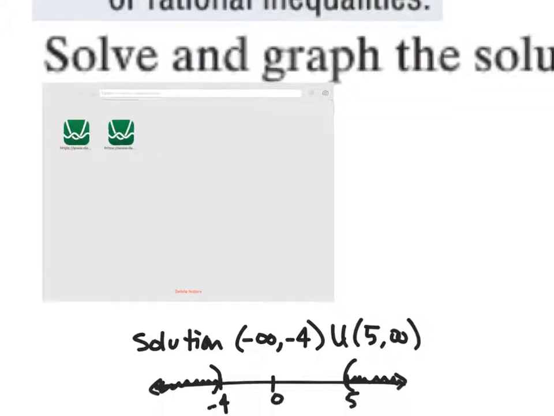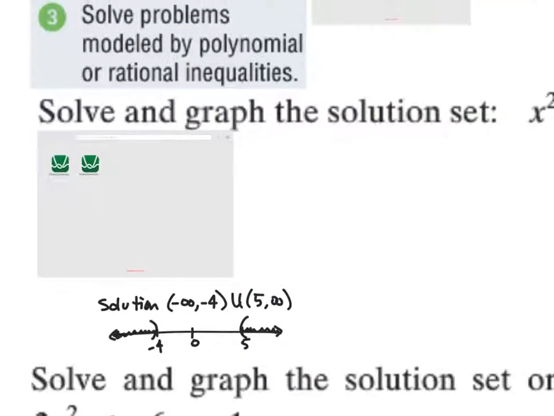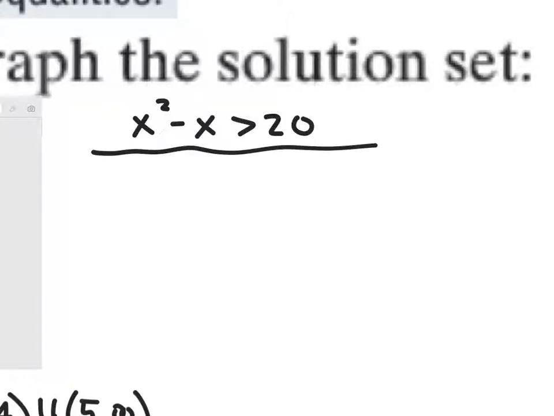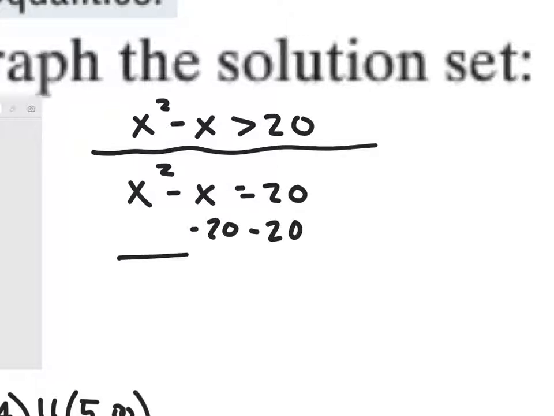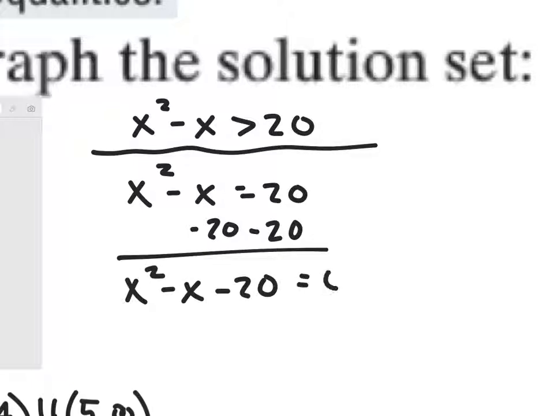So let's do this algebraically as well. What I want to do is think about the equation: x squared minus x is greater than 20. So that's my inequality. Let's think of x squared minus x equals 20. Let's just solve that. I'm going to subtract 20 from both sides, and I'm going to get x squared minus x minus 20 is equal to 0.